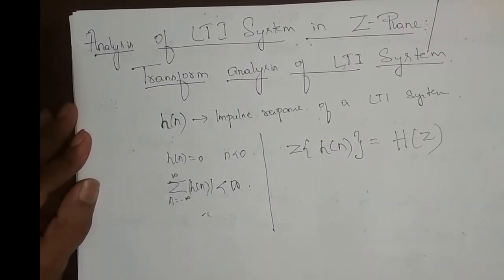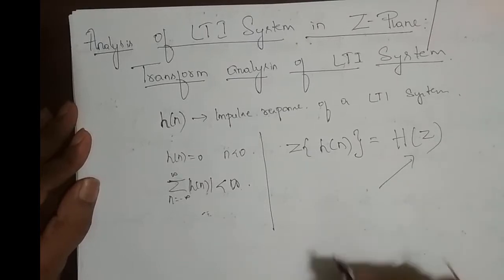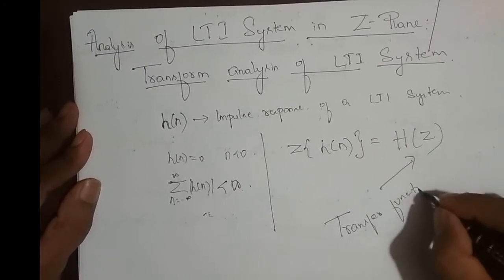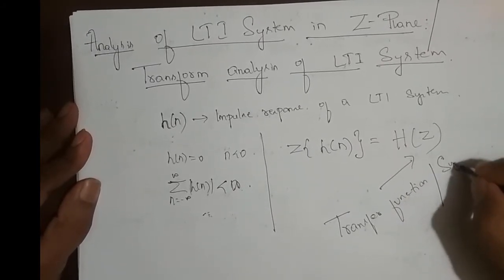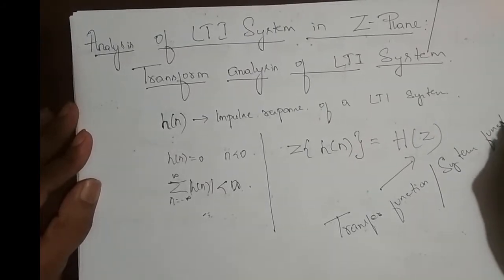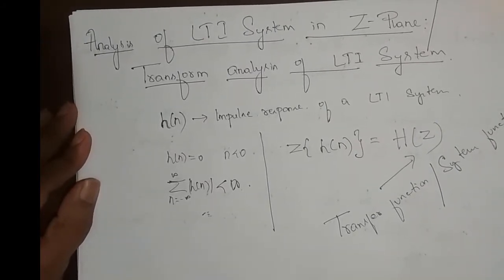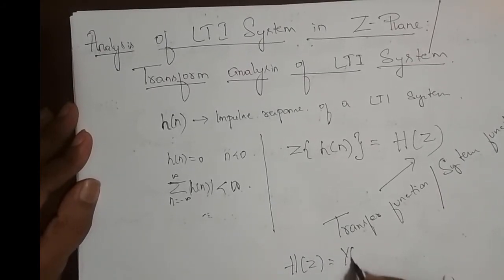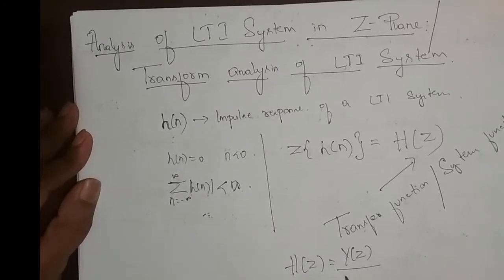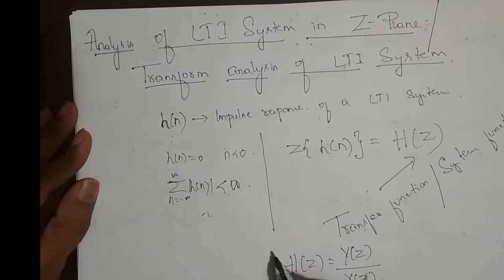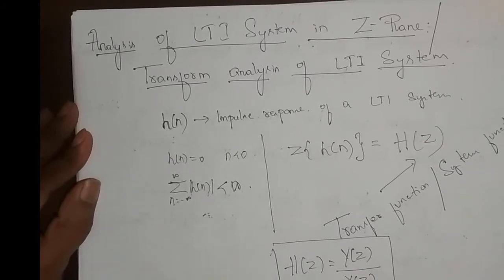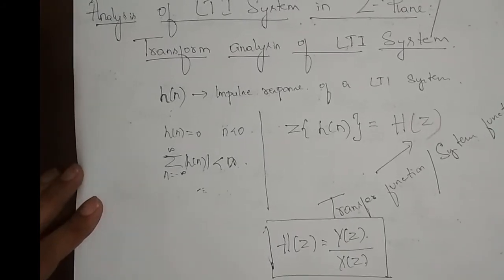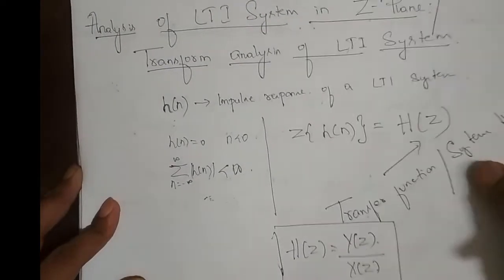Okay, capital H of z, and this H of z we call it as transfer function of a system, or system function. H of z is called as transfer function or system function. Okay, so H of z is nothing but z transform of output Y of z divided by z transform of input X of z. Output by input. There is one more formula for system function or transfer function. It is nothing but z transform of output divided by z transform of input.